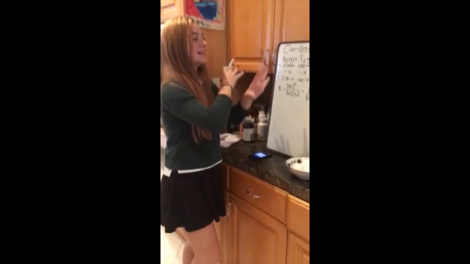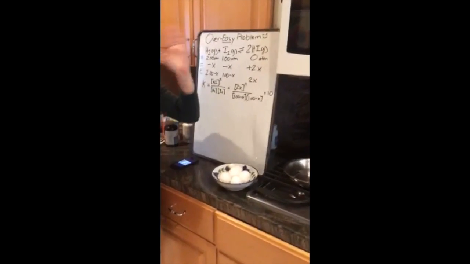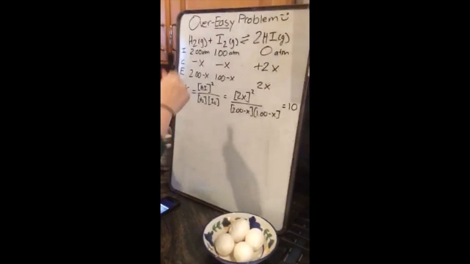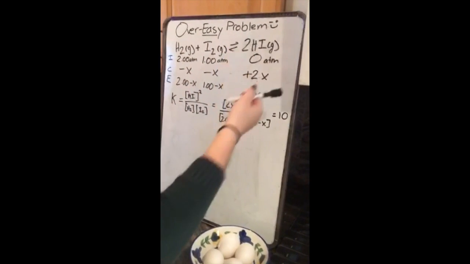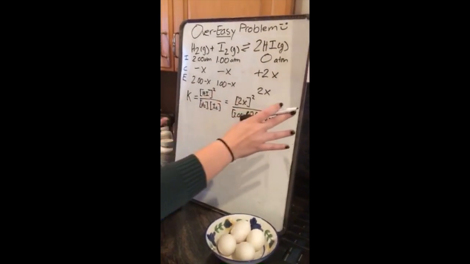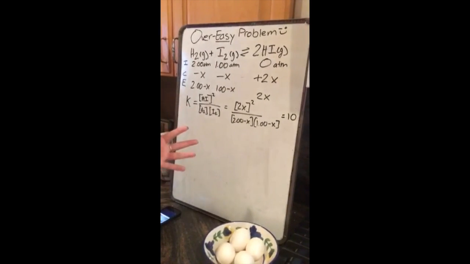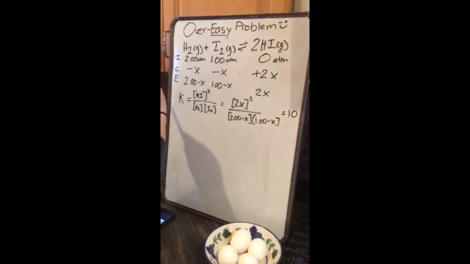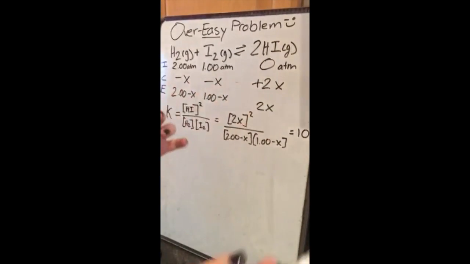So, we've all seen this equilibrium equation before, which is why it's our easy problem. So we have H2 gas plus I2 gas creates 2HI gas. And in this case, it's going to be a forward reaction because our K is 10. We have a given partial pressure, so the H2 is 2 atmospheres, the I2 is 1 atmosphere, and we know this is going to be 0, so it's a forward reaction.